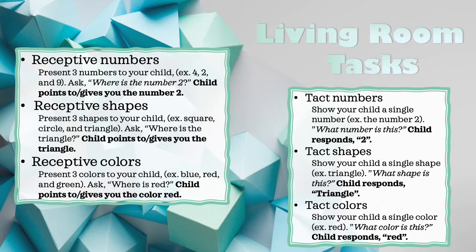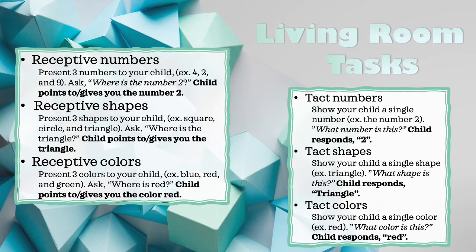You could also do receptive and tacting programs in the living room with your child. Receptive programs include receptive numbers, shapes, and colors. For the receptive numbers, you would present 3 numbers to your child, 4, 2, and 9. You would ask, "Where is the number 2?" Your child would then point to or give you the number 2.